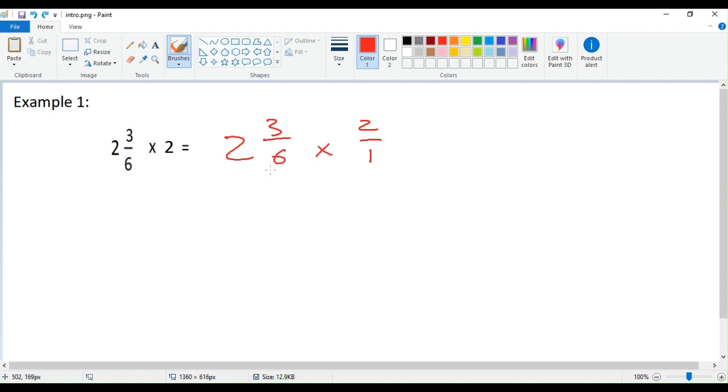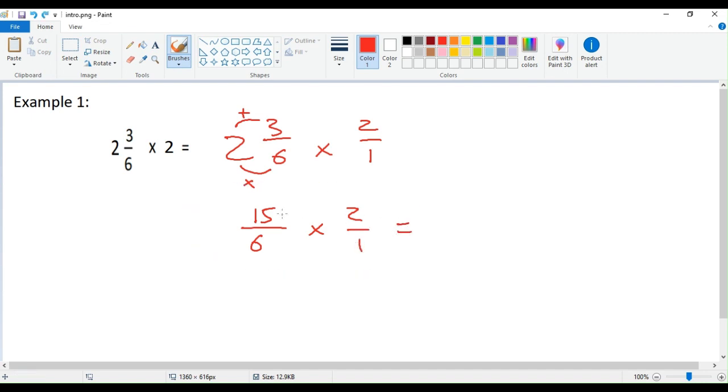For the mixed number here, I'm going to multiply the denominator by the whole number, and then I will add that to the numerator. So 6 times 2 is 12. 12 plus 3 is 15. That's my new numerator. The denominator stays the same. If I have sixths here, then I copy that here, sixths, 15 sixths. And I multiply that by the 2 over the 1.